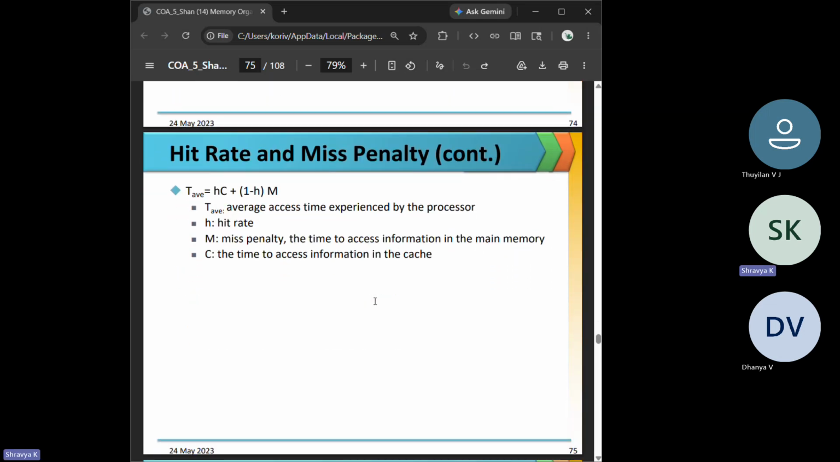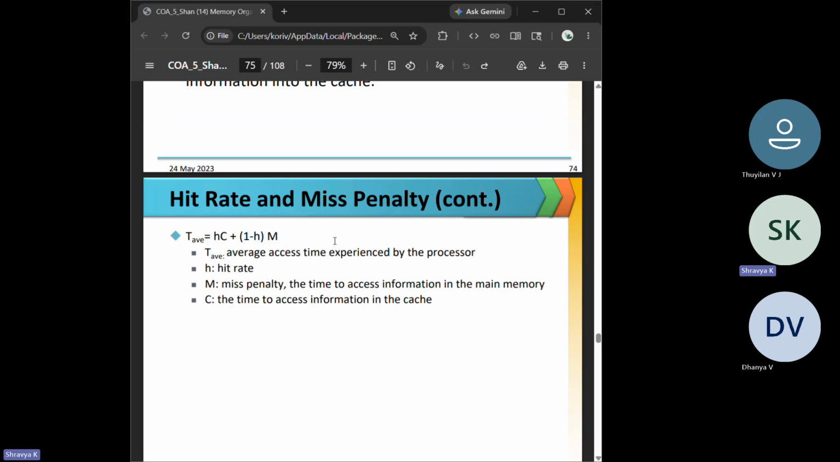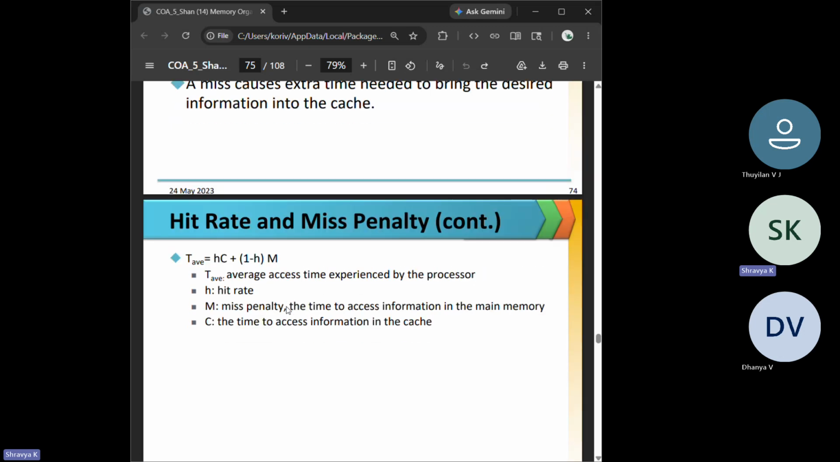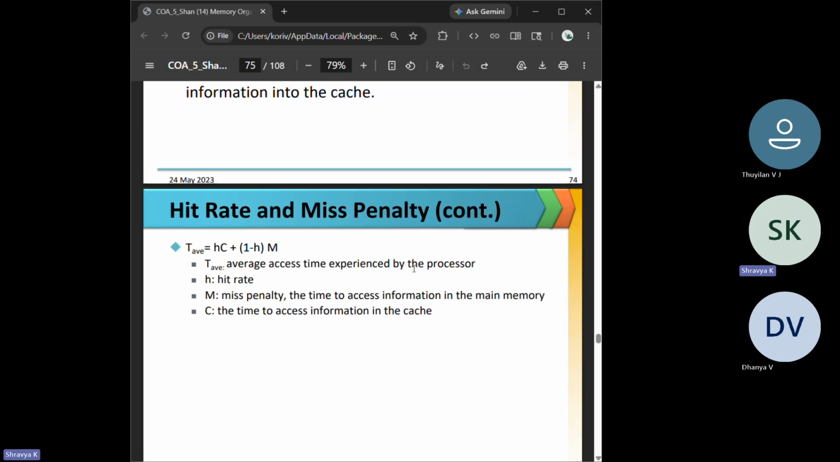So this is the formula that we'll need to remember for finding the average access time experienced by the processor. The average access time depends on three things. It depends on the hit rate, how often you're able to find a cache hit, and then you have the miss penalty. Every time something is not in the cache, you need some time to go back to the main memory, collect it and bring it back to the cache. That is the miss penalty.